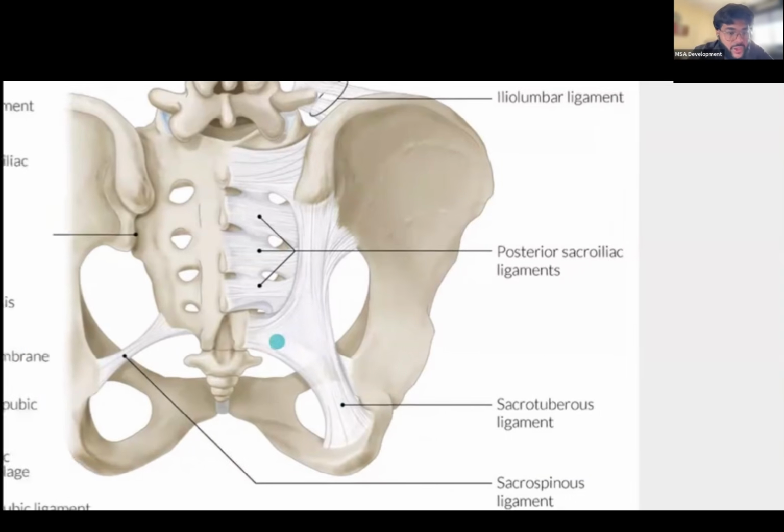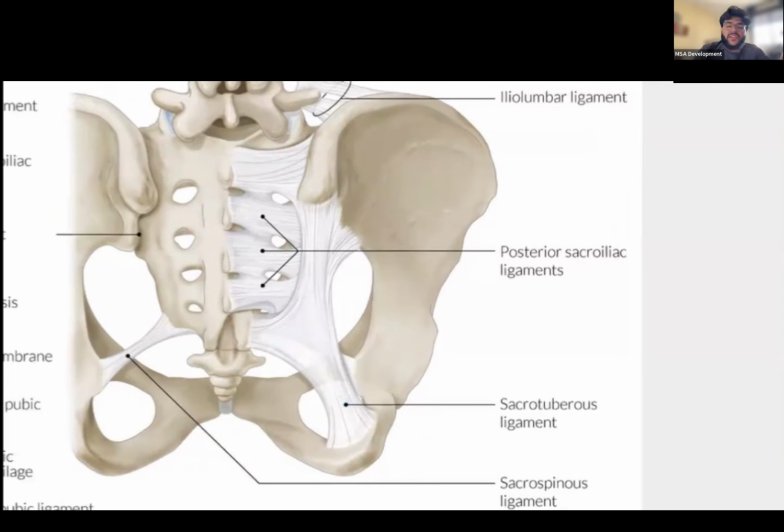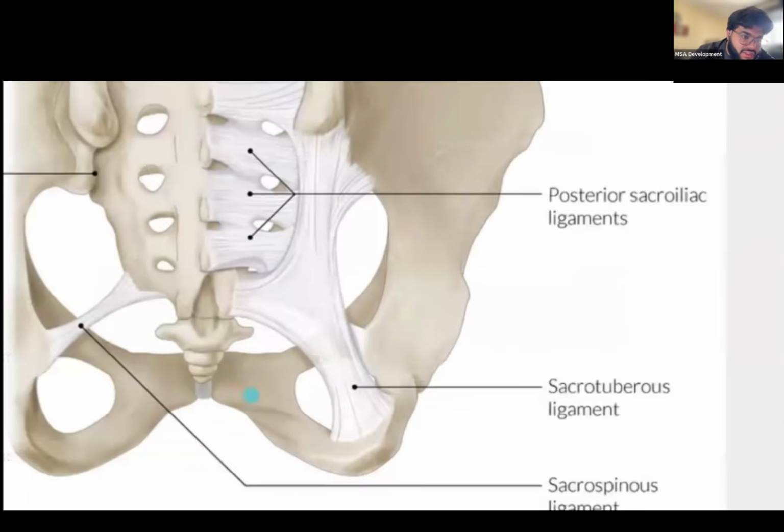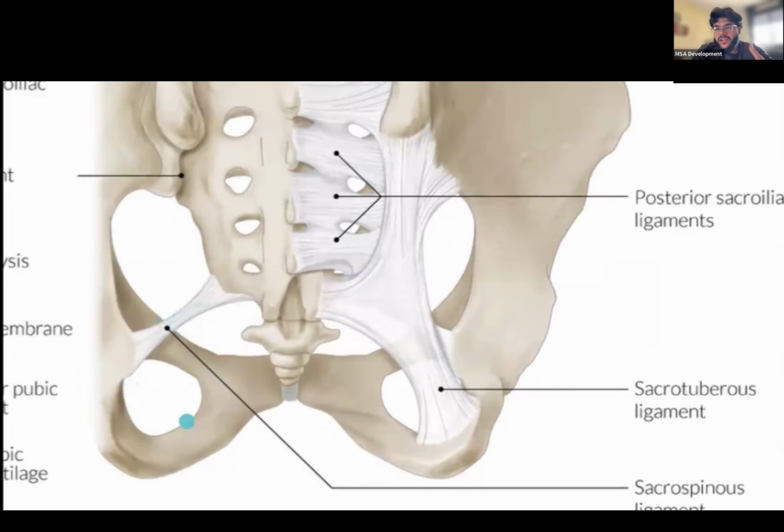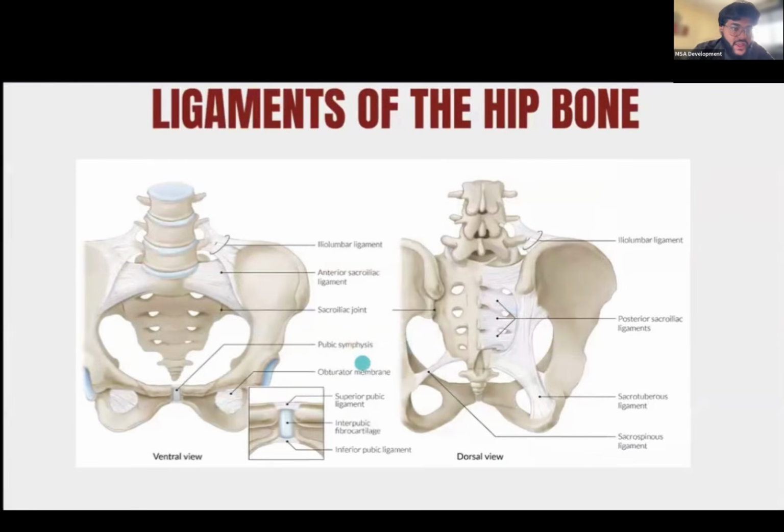Next up, we have our sacrospinous ligament. The sacrospinous ligament is a triangular ligament. You can see it's kind of triangular. It connects the sacrum to the spine, helps form the sciatic foramina, and prevents the rotation of the sacrum itself. So that's it for the hip bone.